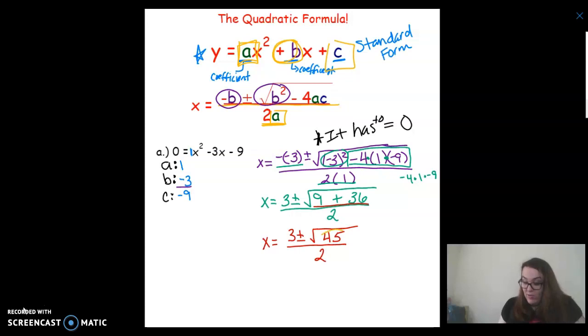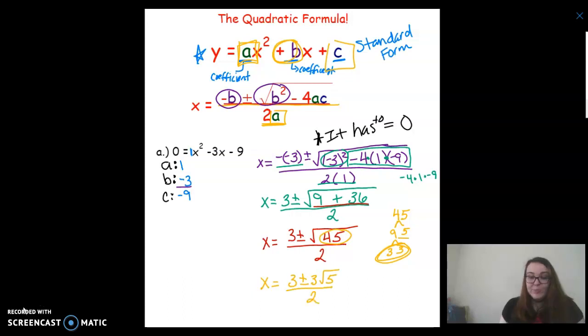So this 45 actually breaks down. See if I can simplify that square root symbol. 9 and 5. Could have done 15 and 3. It wouldn't matter. I have a pair of 3's. So that simplifies to x equals 3 plus or minus. So that 45, I had a pair of 3's, and I have a lonely 5.